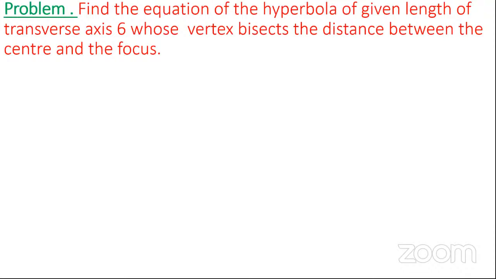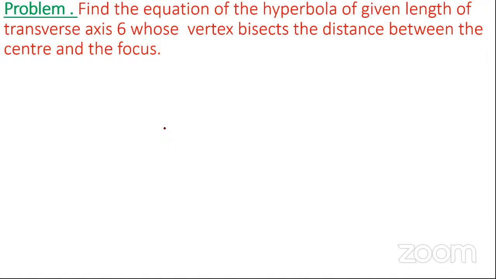First, find the equation of the hyperbola whose length of transverse axis is 6 and whose vertex bisects the distance between the center and the focus. Question: find the equation of the hyperbola. I'm taking x square by a square minus y square by b square equal to 1. If a is greater than b, there are different formulas; if a is less than b, it will be different formulas.